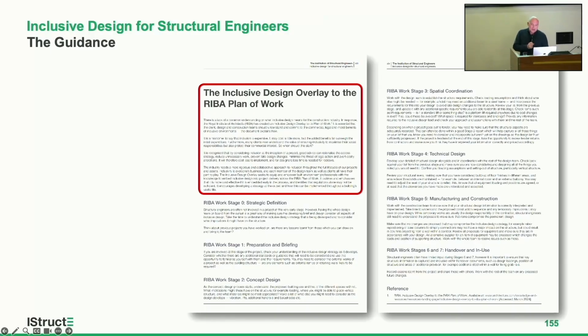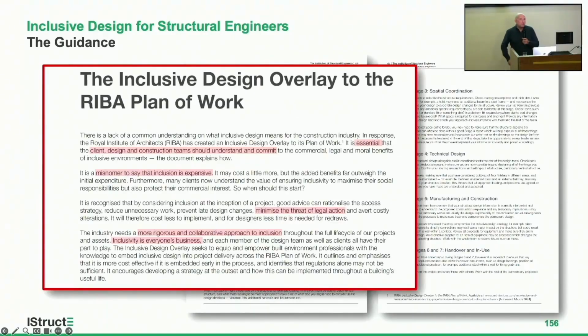So the RIBA has overlaid what should be considered at what stage. And one of the standout items of that is that inclusive design should be considered at the very outset of the project, right through to the very end of the project. And again, there are some powerful statements included in the opening paragraph of the inclusive design overlay. What they talk about there is that it is essential, not even just recommended, it is essential that client, design and construction teams should understand and commit to the moral obligations or the considerations of inclusive design and inclusive environments.